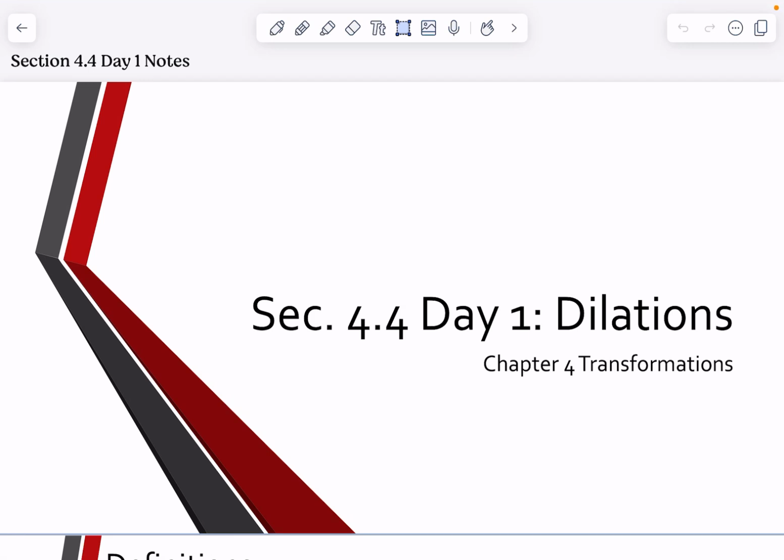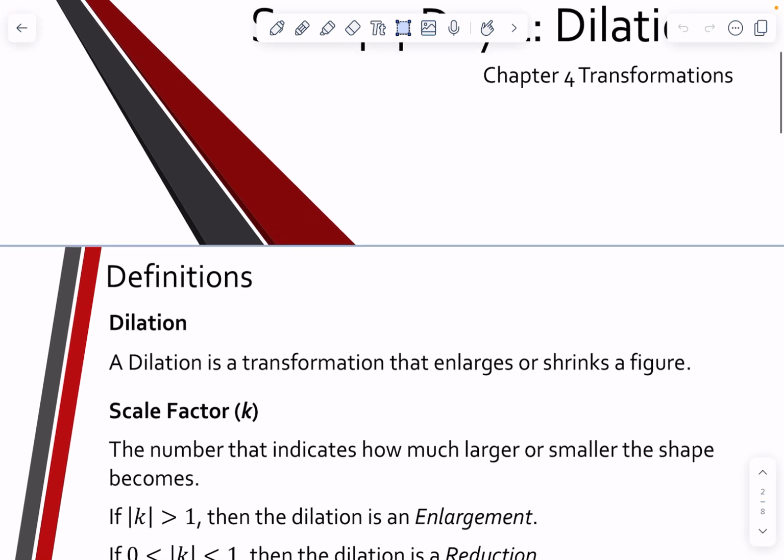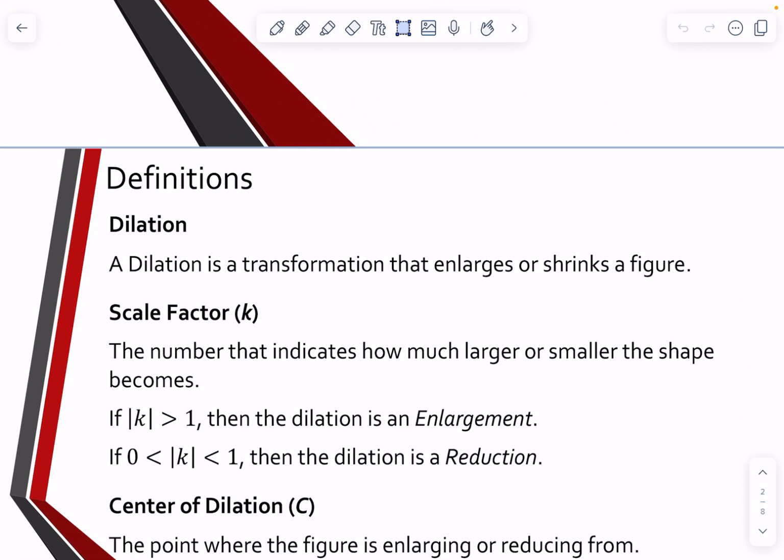Chapter 4. We're talking today, this is going to be day 1 of section 4.4, which is talking about dilations. So let's talk about what a dilation does. A dilation is a transformation that enlarges or shrinks a figure. It enlarges or reduces the figure down. The number that indicates how much larger or smaller the shape becomes is called the scale factor.